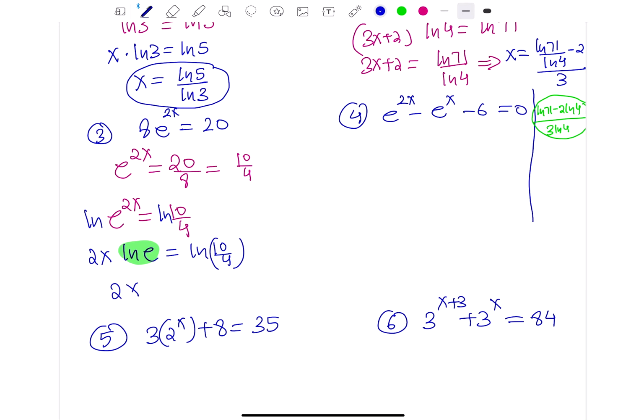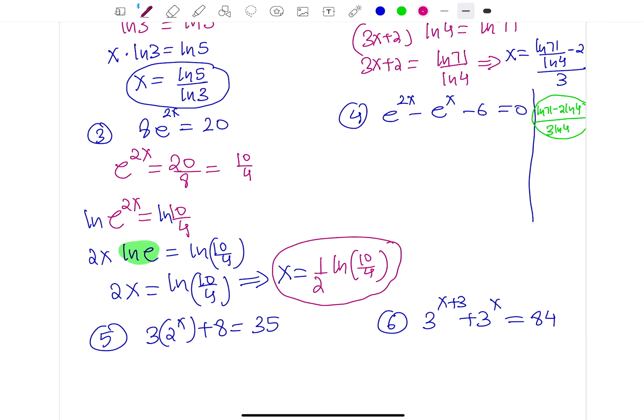Now, natural log of e is equal to 1, one of the properties of logs. So 2x equals natural log of 10 over 4. And to isolate x, we will get 1/2 natural log of 10 over 4. And that's what x is equal to.